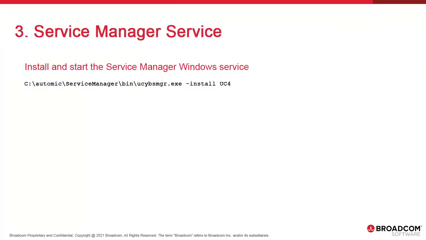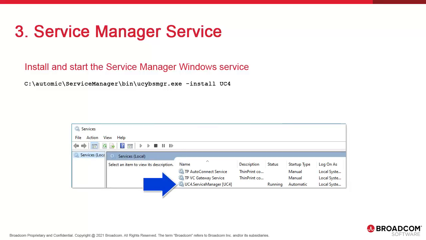We can install the service manager as a Windows service. We use the UCBSMGR Windows executable. By setting the Windows service to automatic, the service manager will start at boot. The syntax is the executable with the -install UC4 option. Such a function does not exist for Unix platforms, so you have to use native OS capabilities like etc/rc.local or crontab. We'll start the service and check the logs.